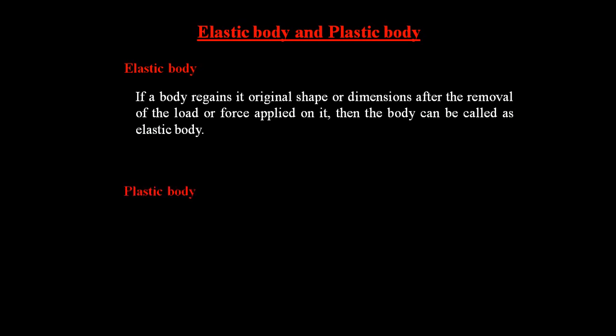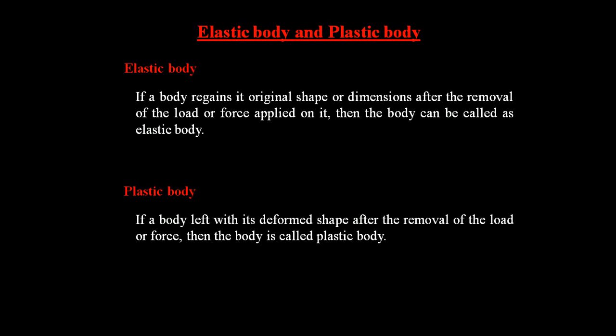Next, plastic body. What do you mean by plastic body? Again, try to read the definition here. If a body is left with its deformed shape after the removal of the load or force, then the body is called a plastic body. So plastic body is opposite to the elastic body. Again, after the application of the force, the body can undergo deformation. If that deformation is permanent, even after the removal of the load, then that type of body can be called a plastic body. If the deformation disappears after the removal of the load, the body is elastic. If the deformation exists even after the removal of the load, then the body is plastic. That is about elastic body and plastic body.